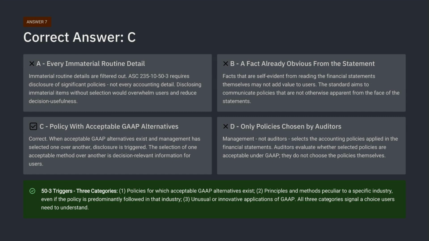Option A is wrong because immaterial routine details are filtered out. Disclosure should not bury users under irrelevant information. Option B is wrong because facts already obvious from the financial statements may not add user value. Option D is wrong because management selects accounting policies, while auditors evaluate whether those policies are appropriate and properly disclosed. The key learning point is that when management chooses one acceptable GAAP method over another, users need to know the choice. Hidden policy choices can make comparisons quietly unfair.